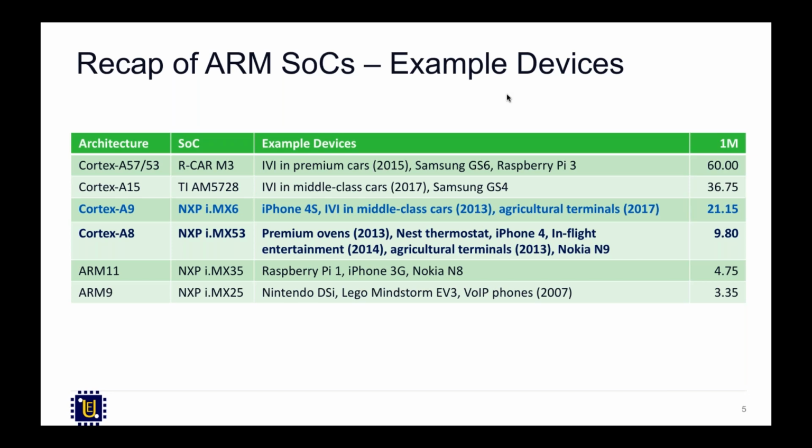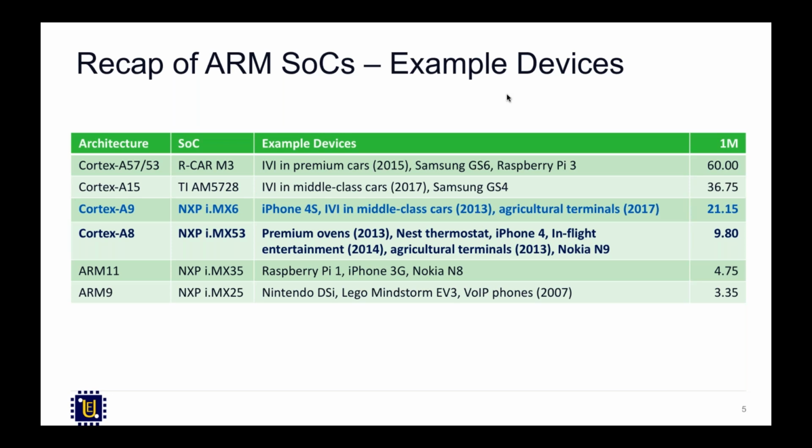Let's start at the top. Some of the more powerful 64-bit SOCs, the Cortex A57 and A53. It's used, for example, in a Renesas R-Car M3 system, and it's used for the infotainment system in premium cars, or the Samsung Galaxy S6, or the Raspberry Pi. The Raspberry Pi actually is only, I think, a quad-core Cortex A53. And if you're looking at a volume of 1 million, you're paying something like 60 euros per SOC. Just 60 euros for the SOC. That's quite a lot of money.